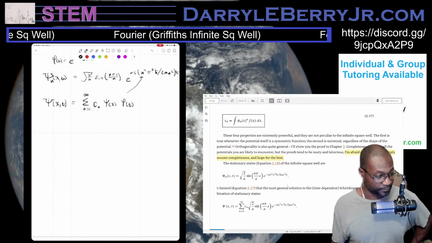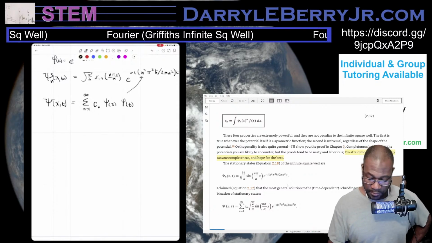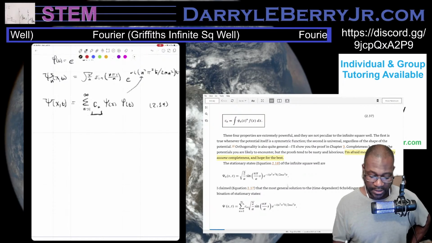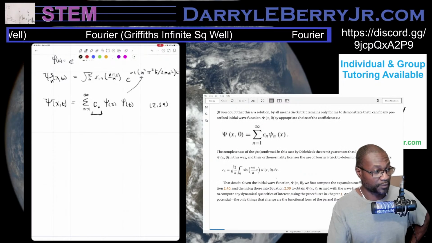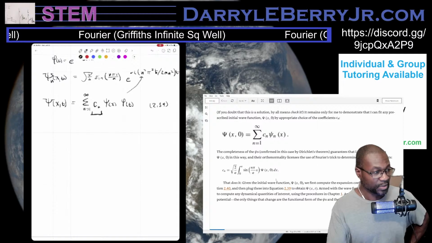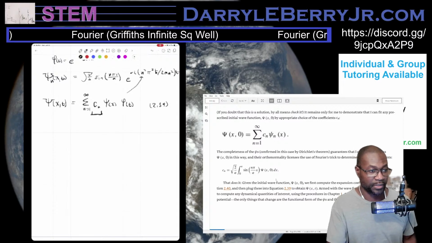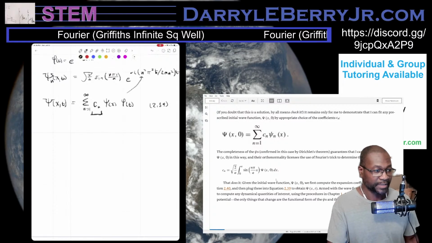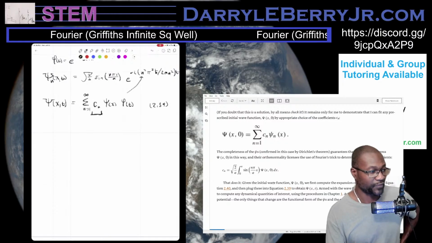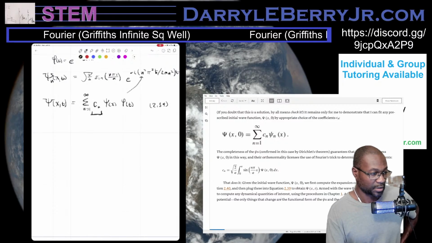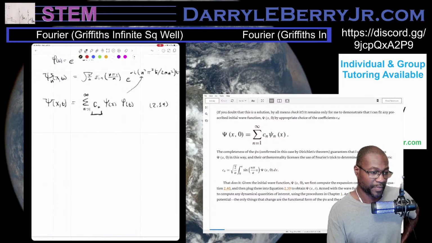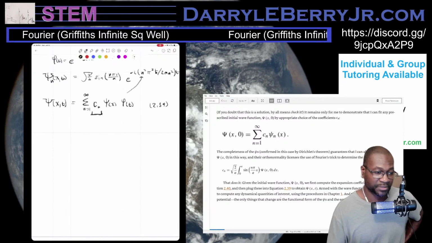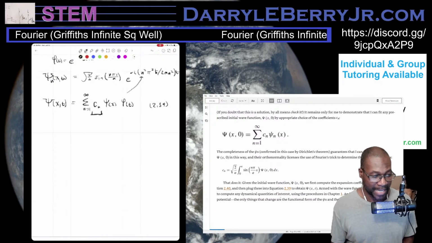So not write all of those over. And we still have the same coefficient c that works with psi on its own, which we can solve the same way. If you doubt that this is a solution, by all means check it. It remains only for me to demonstrate that I can fit any prescribed initial wave function, psi(x,0), by appropriate choice of coefficient c_n. The completeness of psi is confirmed in this case by the Dirichlet theorem, which guarantees that I could always express psi at 0 in this way, and their orthonormality licenses the use of Fourier's trick to determine the actual coefficients.